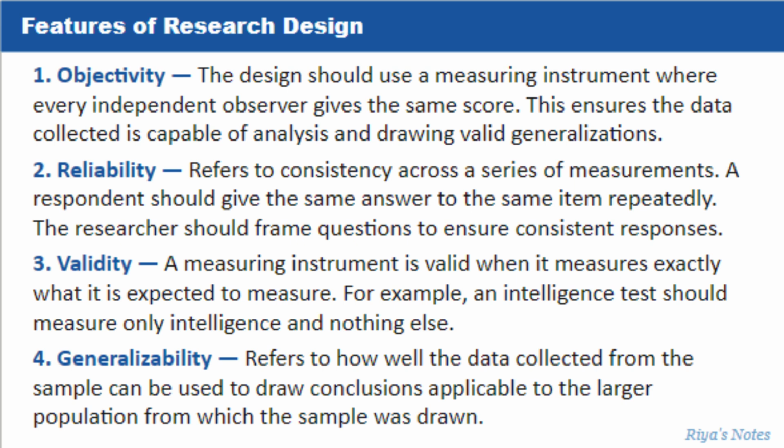3. Validity. A measuring instrument is valid when it measures exactly what it is expected to measure. For example, an intelligence test should measure only intelligence and nothing else. 4. Generalizability refers to how well the data collected from the sample can be used to draw conclusions applicable to the larger population from which the sample was drawn.